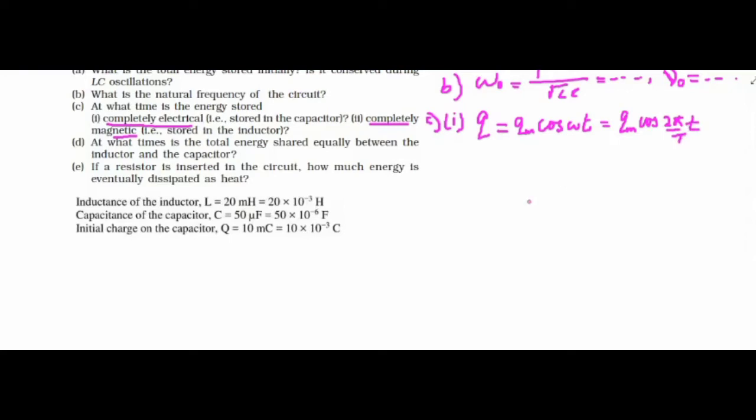Now, completely electrical means all energy is stored in the capacitor. When all energy is stored in the capacitor, we can have Q is equal to Qm, that is Qm cos (2 pi by T) into t.